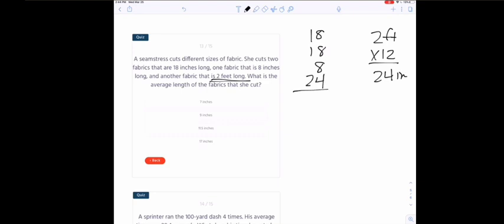24. So we add all this up. 8 plus 8 is 16, plus 8 is 24. 24 plus 4 is 28. So put in 8, carry the 2. 2 plus 1 is 3, 3 plus 1 is 4, 4 plus 2 is 6.